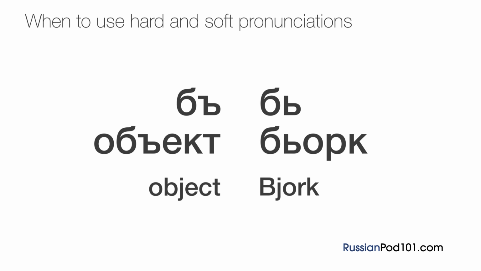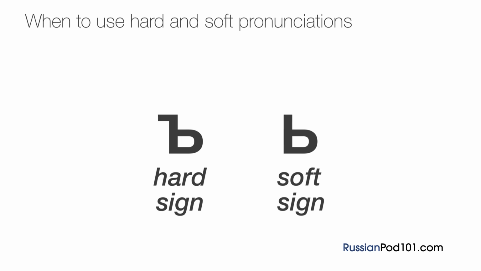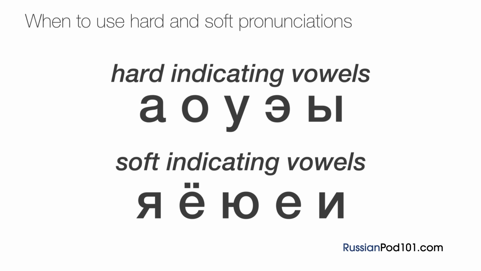Б. Объект. Б. Бьорк. Simple, right? But these two letters aren't the only ones that can modify a consonant's pronunciation. Vowels, too, can change the hardness or softness of a preceding consonant. Similar to consonants, there are also hard and soft varieties of vowels. Unlike consonants, however, each hard and soft vowel is represented by a letter, so they don't require the use of modifiers like the hard or soft sign to indicate their pronunciation.